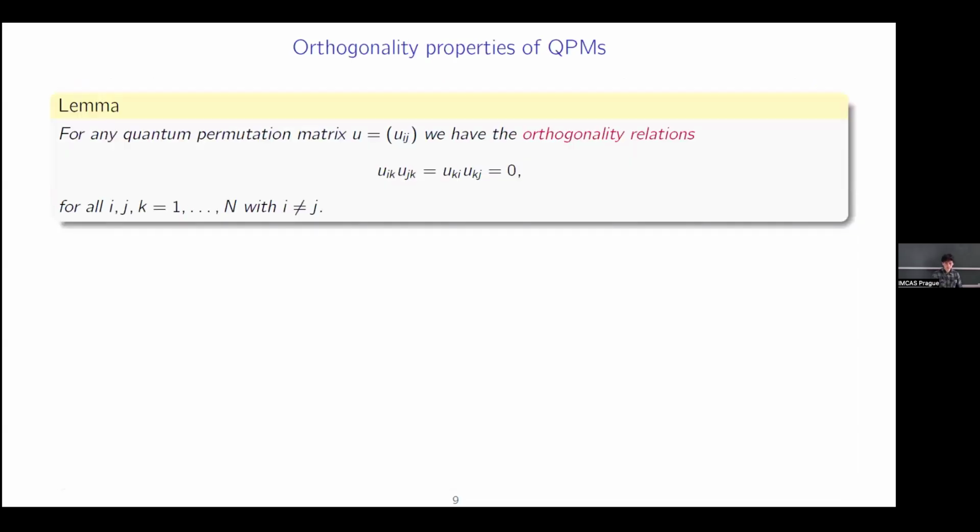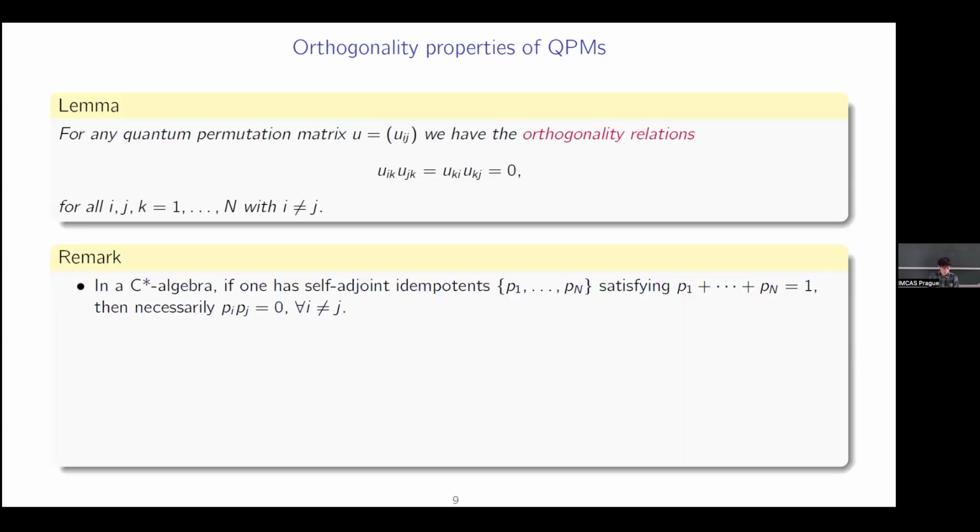Okay, we have this lemma telling us some orthogonality conditions that quantum permutation matrices have to satisfy. In particular, for any quantum permutation matrix U that we write with entries uij, we have this condition here to be satisfied. And I'm quite sure that now i has to be different from j, right? So maybe this is why I was switching the two things. So here we really want that i has to be different from j. This should be a general property that projections have to satisfy.